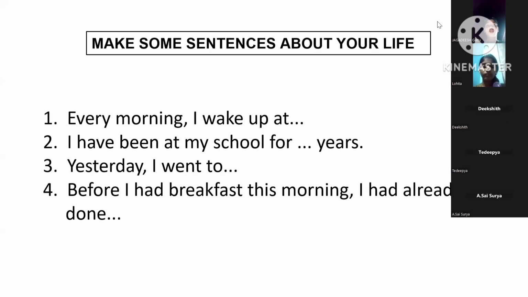Every morning I wake up at 6 o'clock. I have been at my school for 2 years. Yesterday I went to temple. Before I had breakfast this morning, I had already washed my hands.